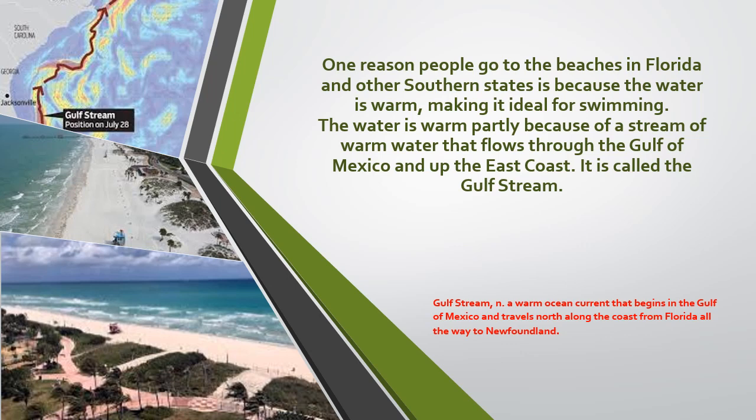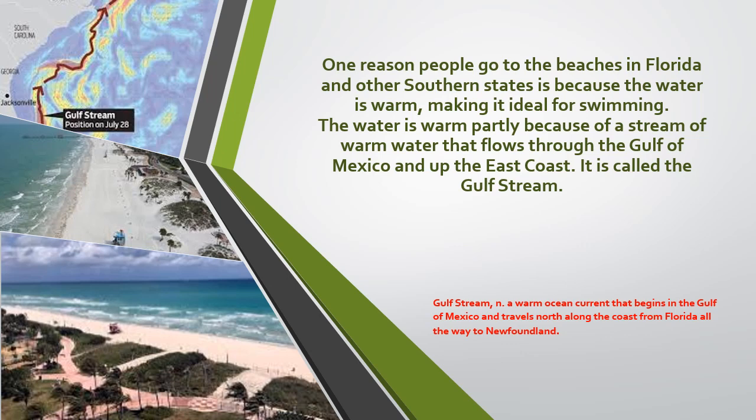One reason people go to the beaches in Florida and other southern states is because the water is warm, making it ideal for swimming. The water is warm partly because of a stream of warm water that flows through the Gulf of Mexico and up the east coast. It is called the Gulf Stream. So on the top picture on the left, you can see where the Gulf Stream flows, and underneath there's some lovely beaches.